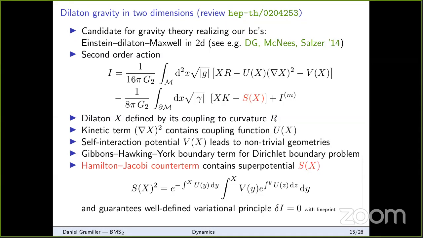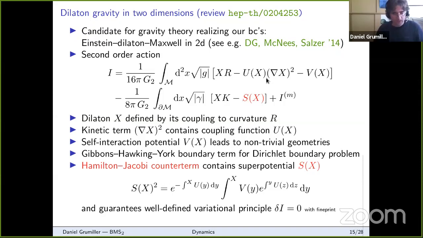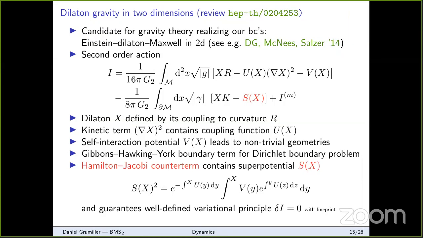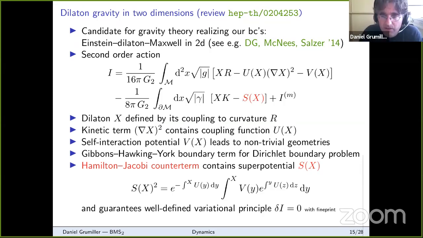But u of x, you can remove it by a conformal transformation. That is true. So you can go to a different Weyl frame. So you can do a Weyl rescaling of the metric. And then you get a conformally related model.